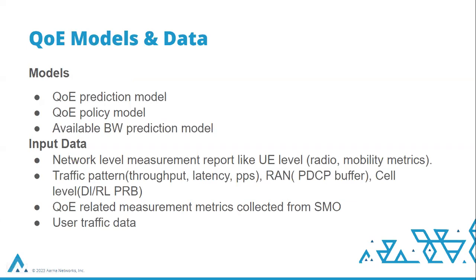So the kind of data it requires is network level measurements, like radio and mobility metrics, and traffic patterns, like what is the throughput, what is the latency, and what is the packets per second, and RAN related and cell level metrics. It needs the data of all the traffic related, right from the RAN, cell, and everywhere. And if the SMO derives any QoE related metrics, that can also act as input data. With all this, these models will give the prediction.